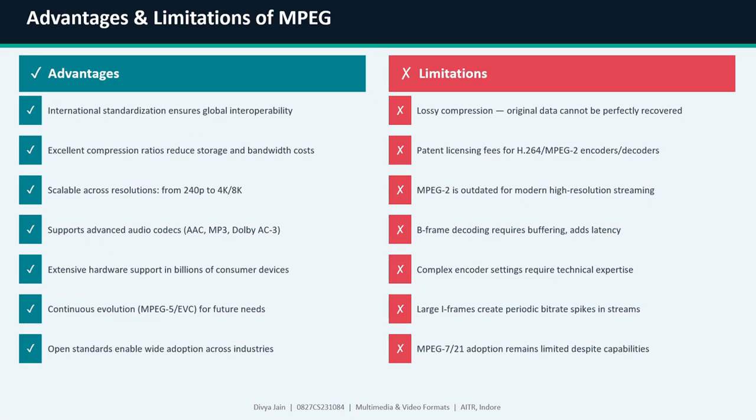Advantages and limitations of MPEG. On the advantages side, MPEG standards are internationally recognized, ensuring interoperability across billions of devices. Compression ratios are excellent, and the standards scale from 240p all the way to 8K. On the limitations side, MPEG uses lossy compression. Original data cannot be perfectly recovered. H.264 carries patent licensing fees. B-frames add latency in real-time applications. And despite strong capabilities, MPEG-7 and MPEG-21 have seen limited industry adoption.